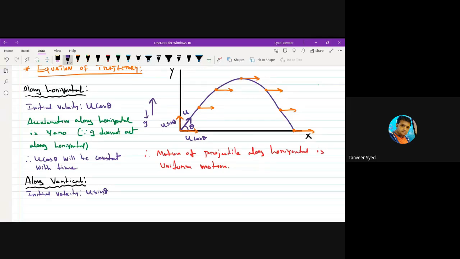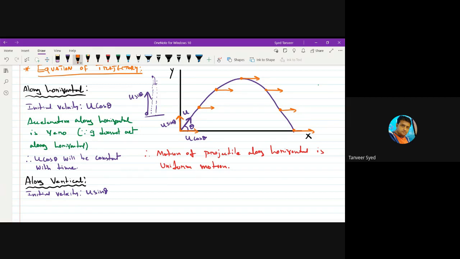Now you take this vertical motion of the projectile as if you are throwing a body vertically upward, straight upward with velocity u sine theta. What happens to it? This u sine theta goes on decreasing with time, becomes zero. There the velocity becomes zero. It stops for an instant, then starts to come down. This increases, becomes maximum. So along vertical direction, u sine theta decreases with time first.